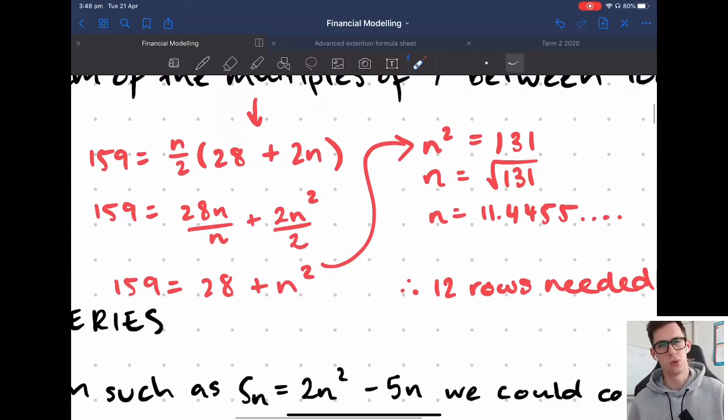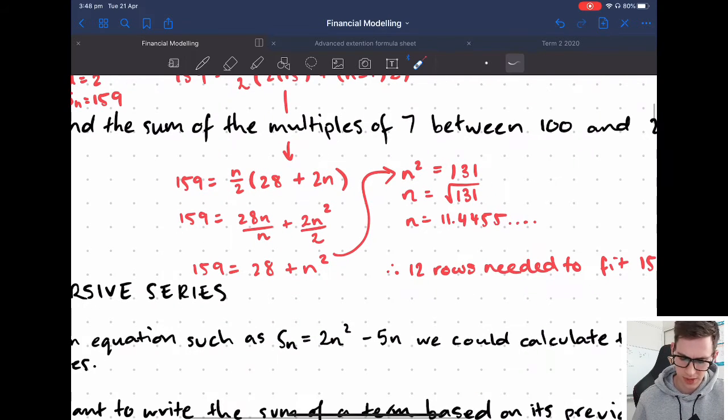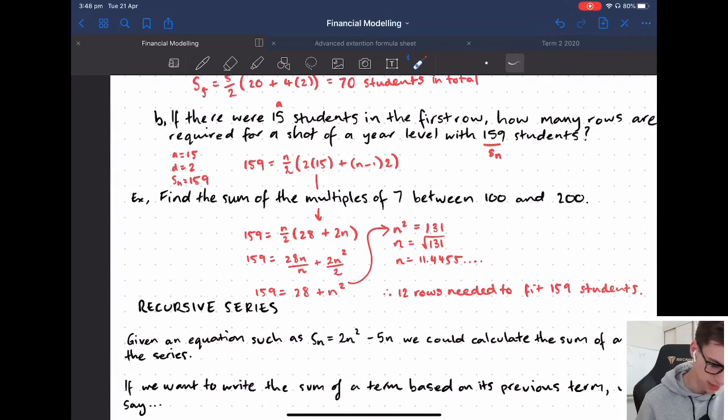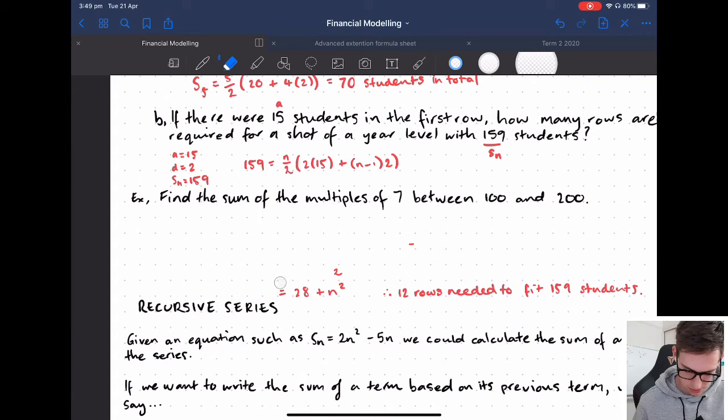You get rid of a squared by square rooting. That's going to happen a lot with these kind of setups. And again, we got rid of the negative because it didn't make sense to have negative rows. Okay, so that was part B, and we are just going to erase that so we can work on the next example.